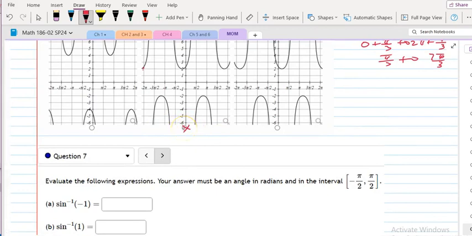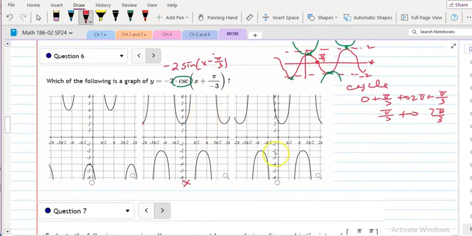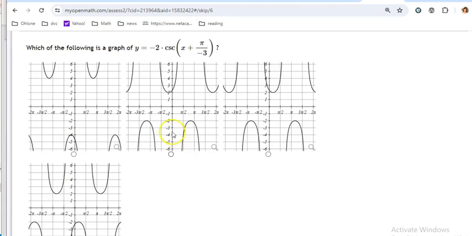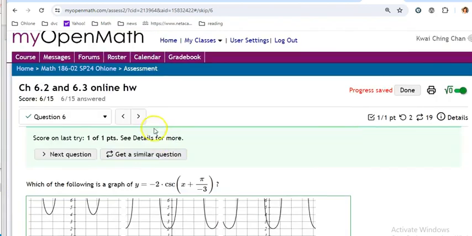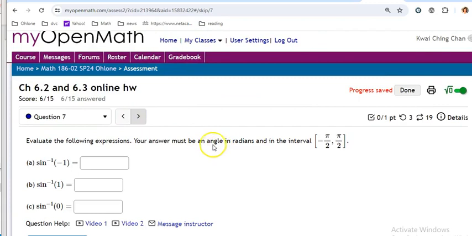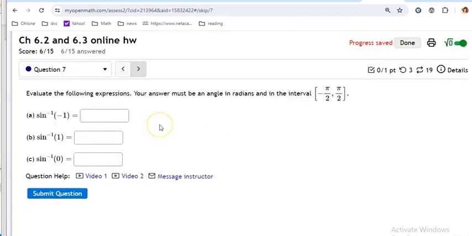Just want to see where the loops are. But let's see all of them. Yeah, I think it's this one. It's a high chance it's this one. You just need to know where the loops, the U-shaped things, are.